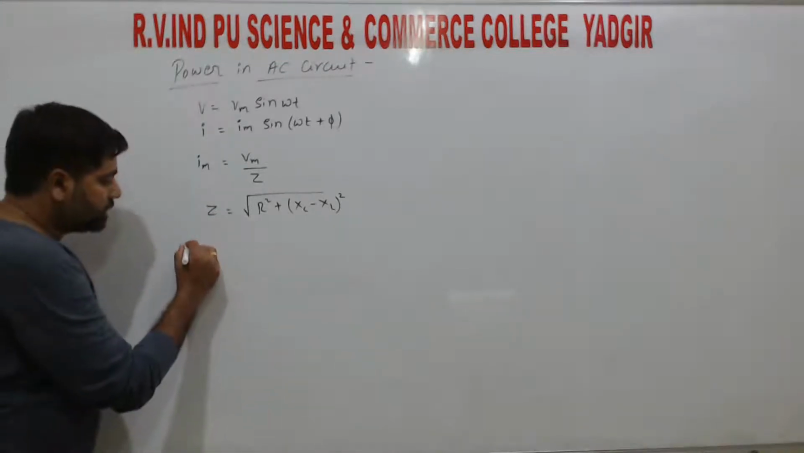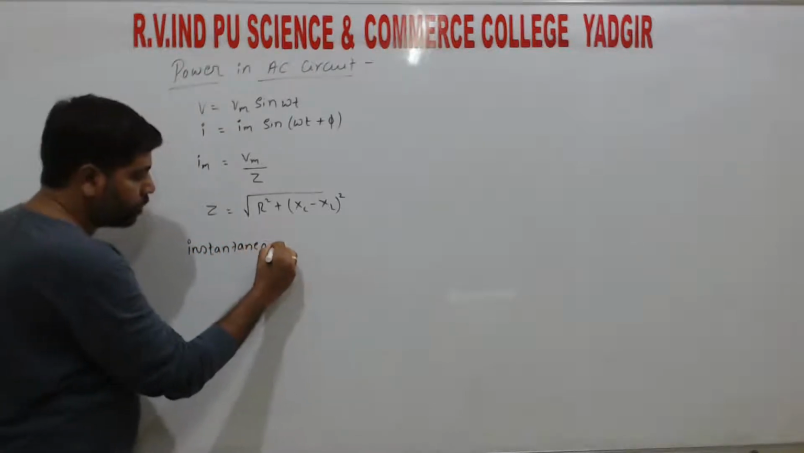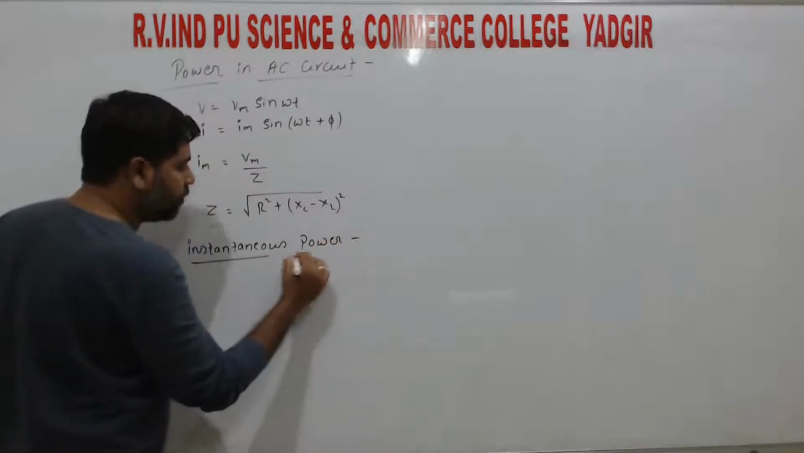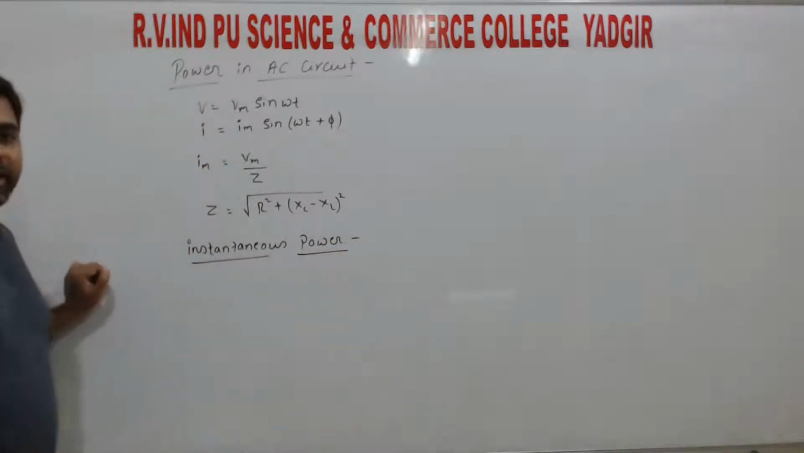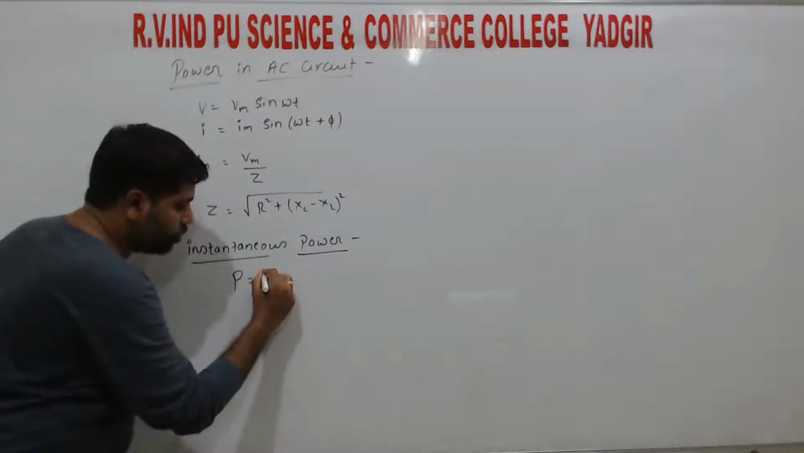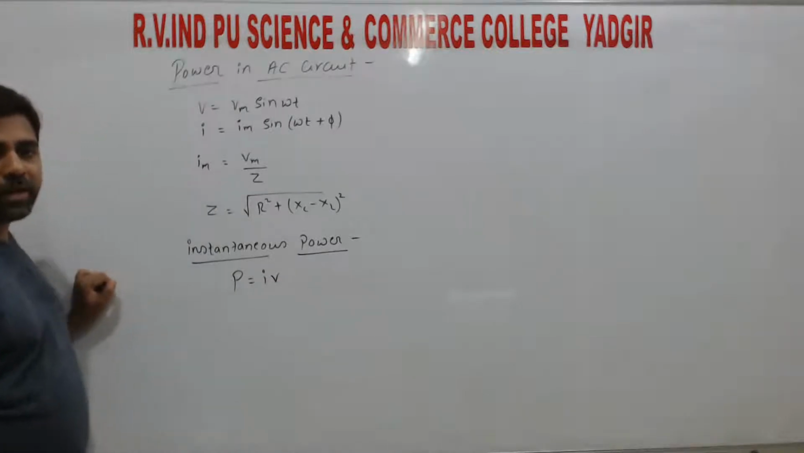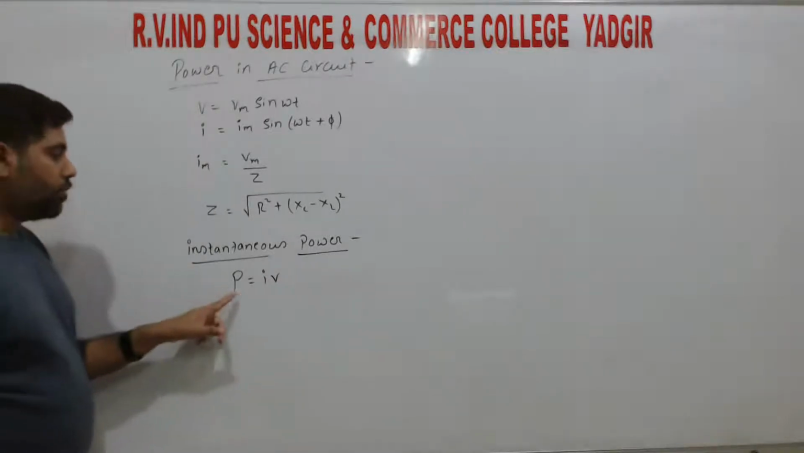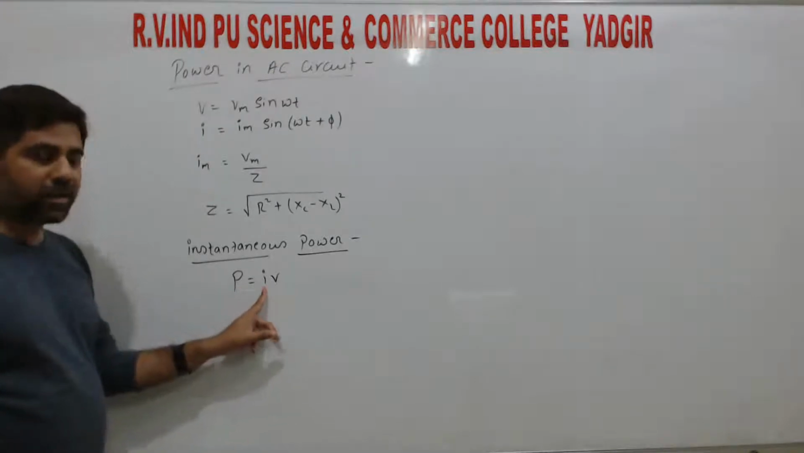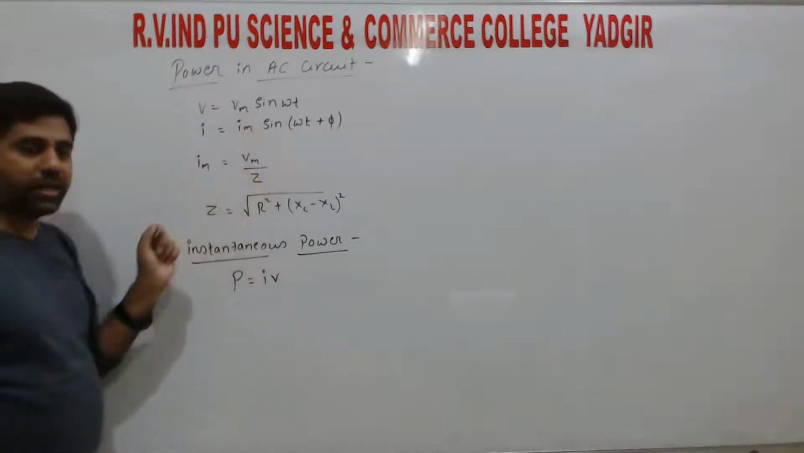So next, instantaneous power. That means power at any instant of time we call the instantaneous power, right? We know the relation P equals I into V, or V into I, or I square R. So here P equals I into V, where I is the instantaneous current and V is the instantaneous voltage.